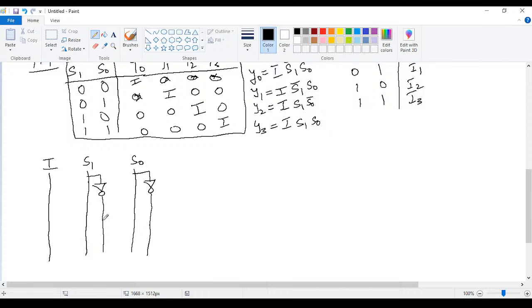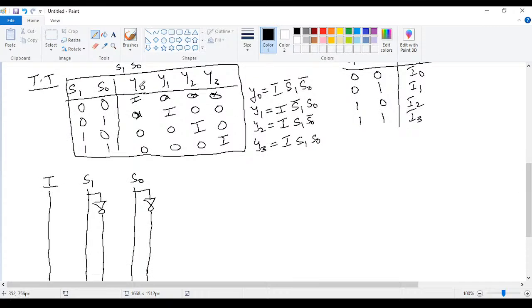Here you can see I, S1 bar, S0 bar. For how many outputs are we having? 4 outputs: y0, y1, y2 and y3. For each output we are having an expression, so 4 expressions. We represent those 4 expressions, that is 4 outputs, in the form of a logic diagram.